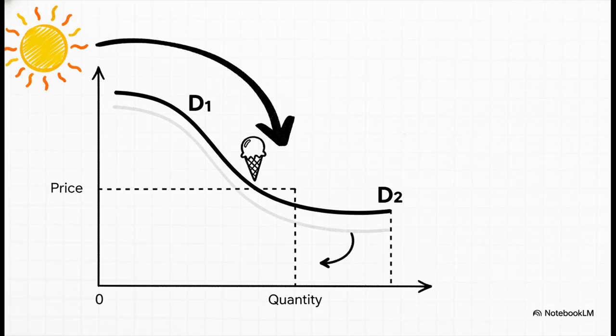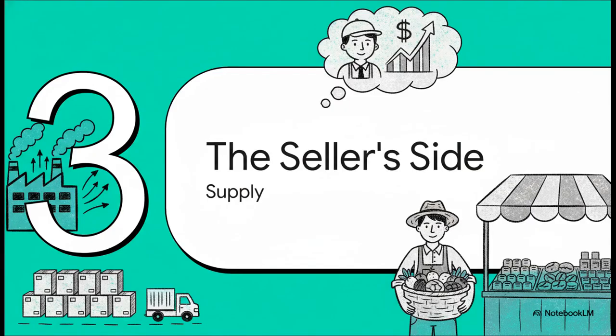Okay, let's switch gears and look at the other side of this story. All right, let's switch hats for a minute. Imagine we're the ones running the business. We're on the seller's side now, and our world is all about supply. This is how much of a product we're willing and able to sell.